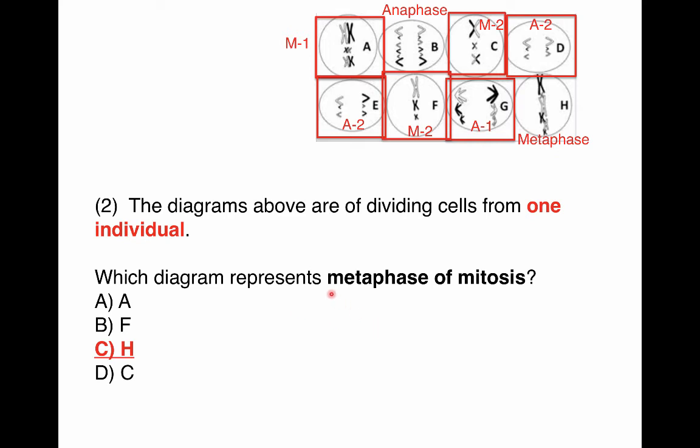Here, which represents metaphase of mitosis? So again, in mitosis, we expect all the chromosomes, the max number or the diploid number, all lined up on the plate by themselves. And we see that here in panel H. 1, 2, 3, 4, 5, 6 chromosomes lined up on the metaphase plate. We know that's mitosis. They're lined up. We know that's metaphase of mitosis. So H is the answer.